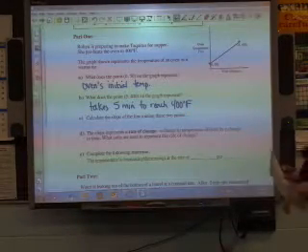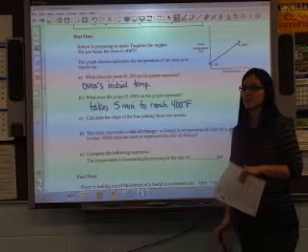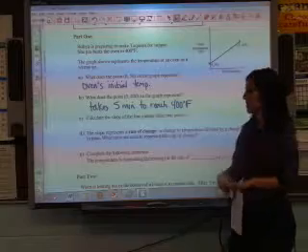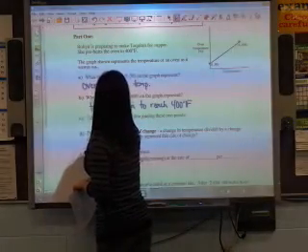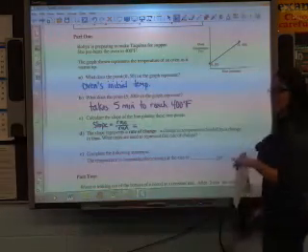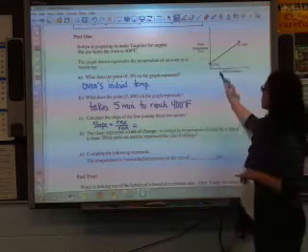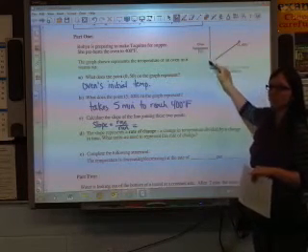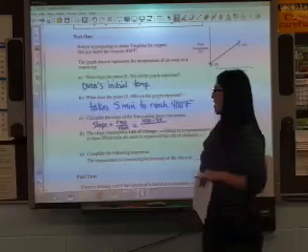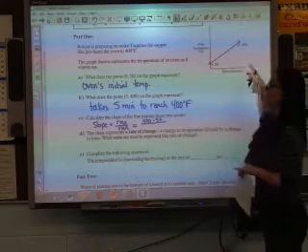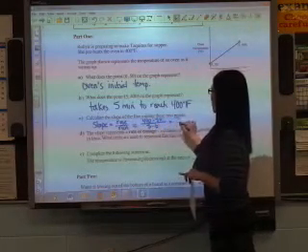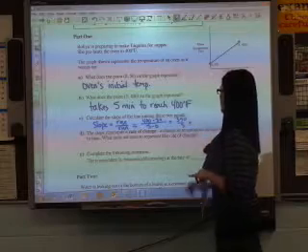So if I wanted to calculate the slope of the line joining these 2 points, how do I calculate slope? Rise over run. Thank you, Teresa. So rise over run, that's the change in my y values. What was the change in my y values? 50 to 400, so 400 minus 50. And what is the change in my x values? 0 to 5. So 350 divided by 5 is how much? 70.